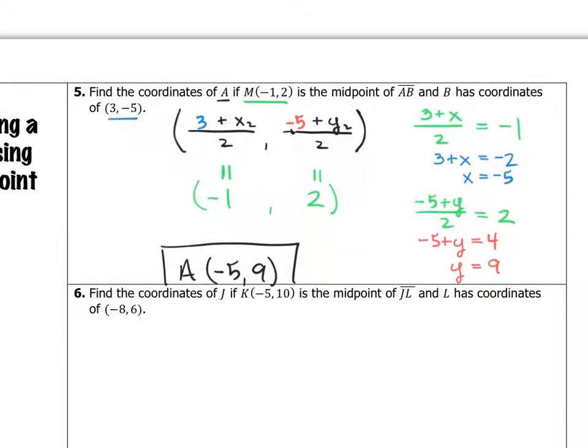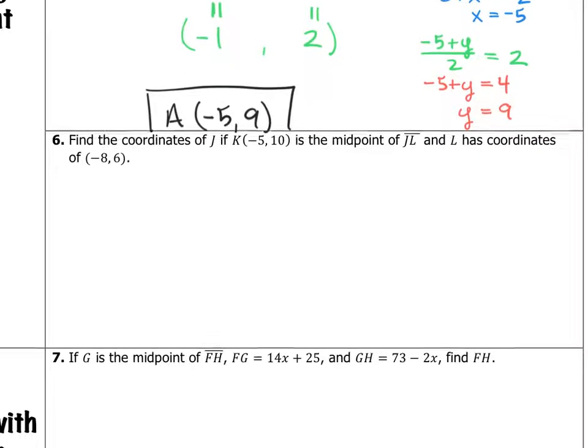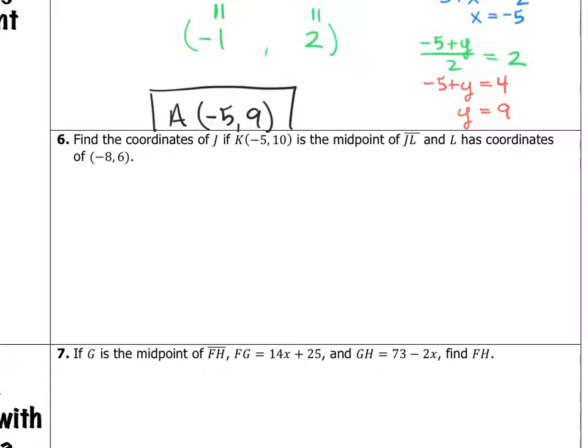All right, let's do the same thing here for number 6, just changing the coordinates for you. It tells me that K is the midpoint, and one of the endpoints is L, which is at -8, 6. So let me set up my midpoint formula.